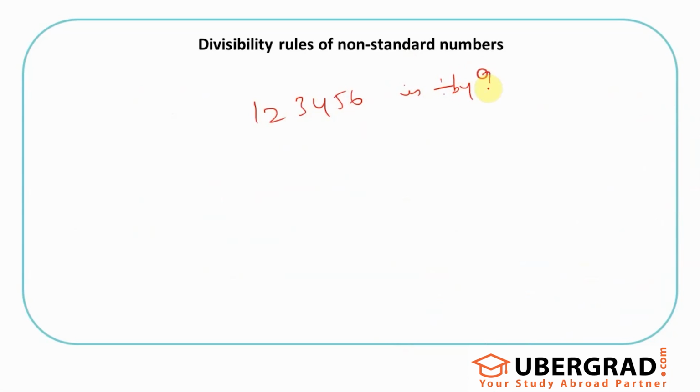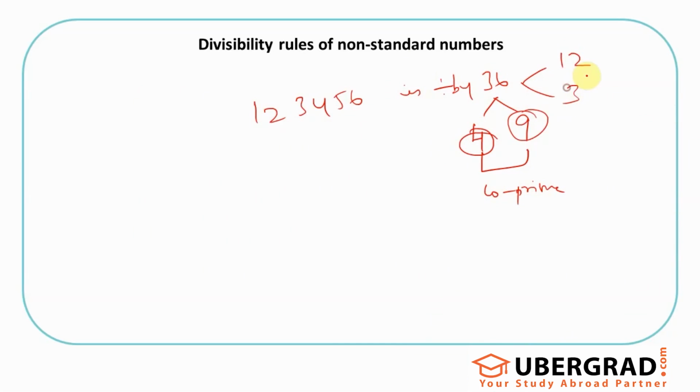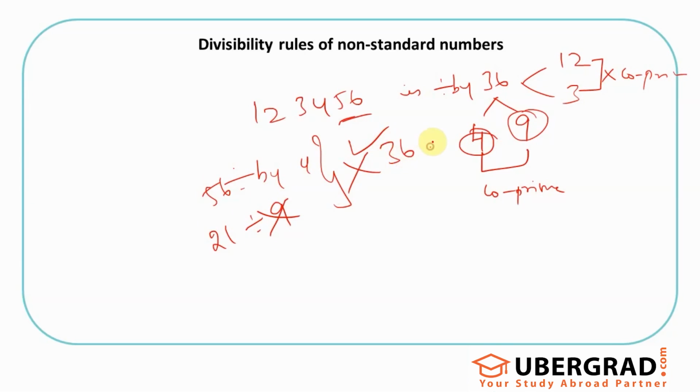Let's get another example: is 123456 divisible by 36? How do I split it? I can split it as 4 and 9. These are coprime. I know the rule for 4, I know the rule for 9. I can't split it as 12 and 3 because these are not coprimes; I have 3 as a common factor between these two. So that's why it's not the right way to split it. So 4 and 9. Divisible by 4? The last two digits are 56, and 14 4s are 56. So yes, it is divisible by 4. The sum of digits is 21. Is it divisible by 9? No. That's why it is not divisible by 36.